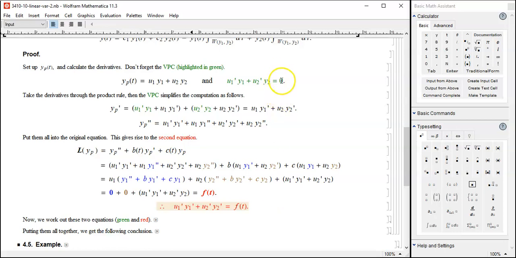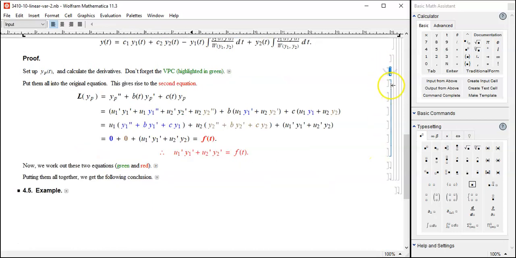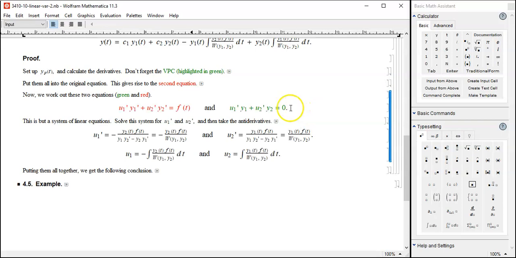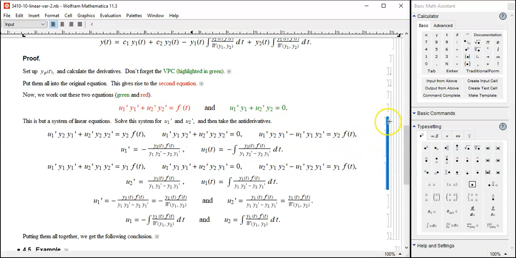Now from this green equation and that red equation, can you find u1 prime and u2 prime using the elimination method? It's just a system of linear equations, so you can easily solve it. So for u1 prime and u2 prime, take the elimination and subtract one from the other, then you get this. Again, the same deal. Take the elimination, and so for u2 prime, that's what we get. And the denominator is the Wronskian.